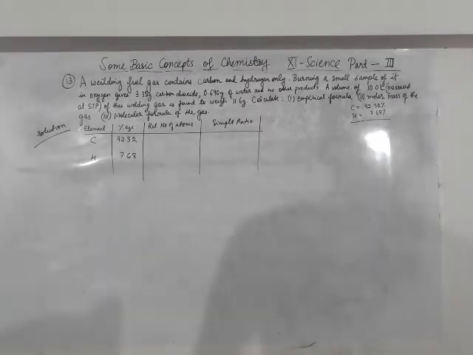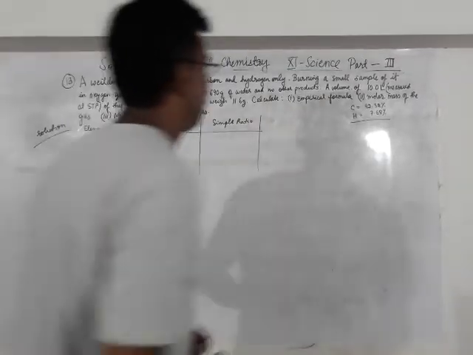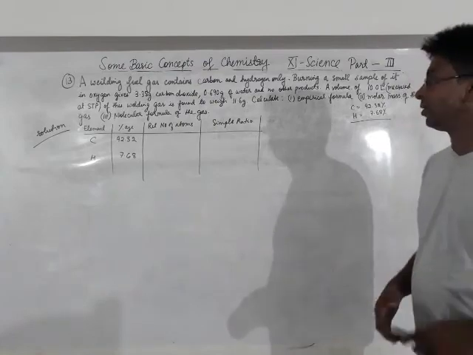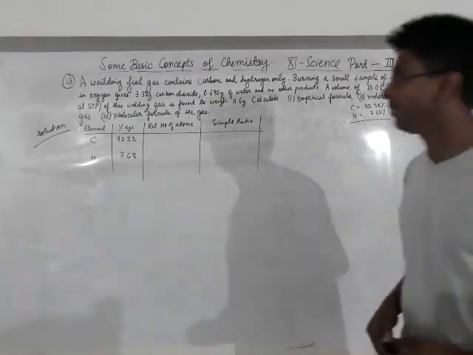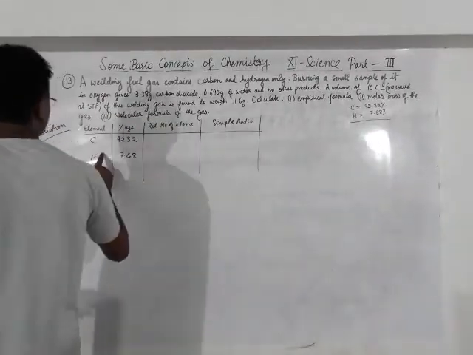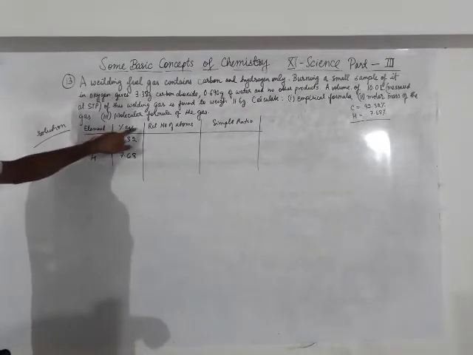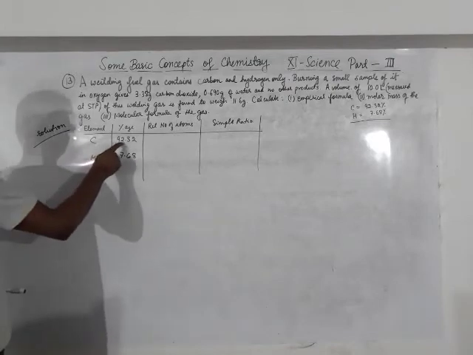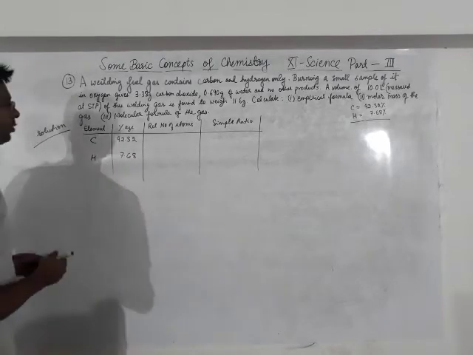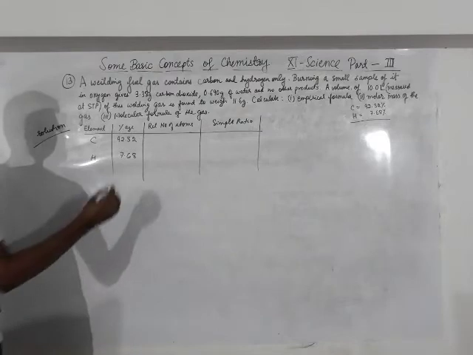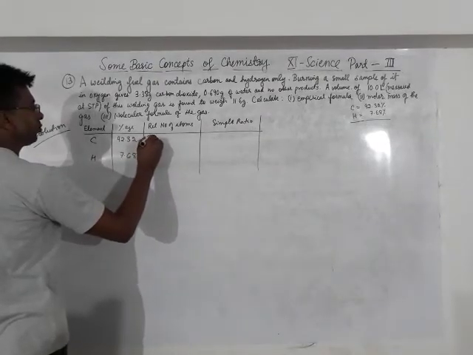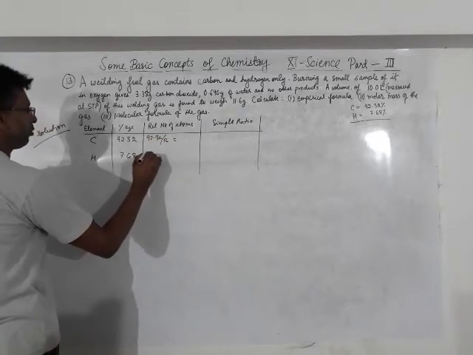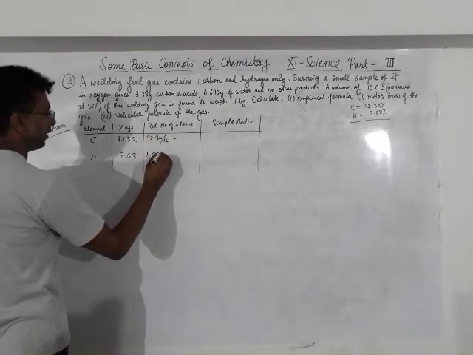Now, once we have obtained the percentage of carbon and hydrogen in this compound, we need to make a table format like this to work out the empirical formula. The first column is the element column, the second column is the percentage column, then there is relative number of atoms, and then there is simple ratio. Carbon 92.32%, hydrogen 7.68%. To find the relative number of atoms of carbon, this 92.32 has to be divided by 12. For hydrogen it is 7.68 divided by 1.